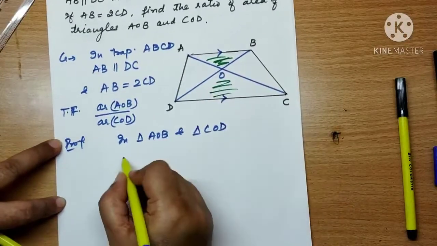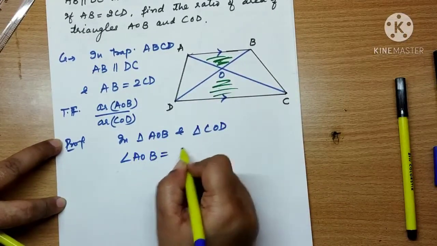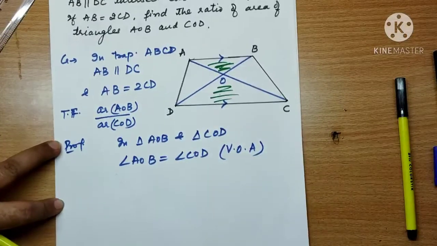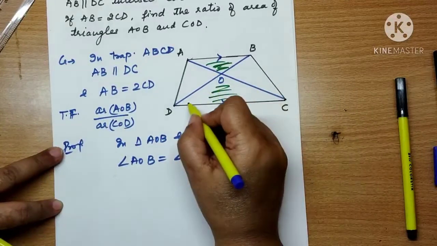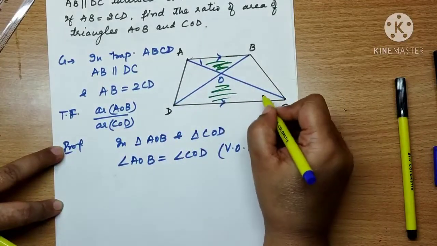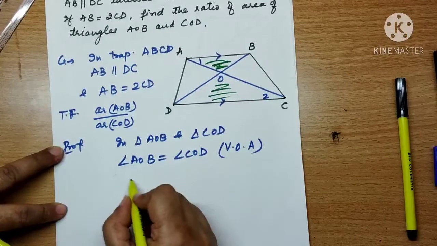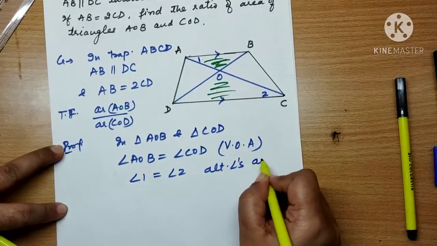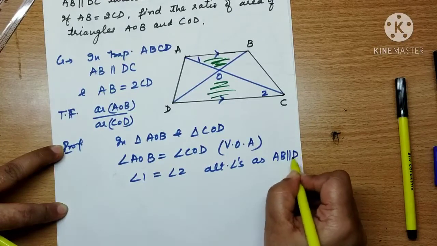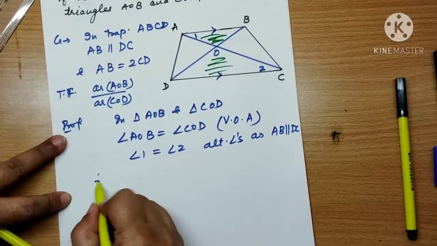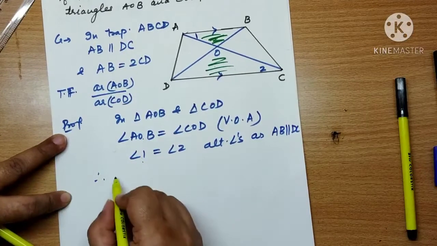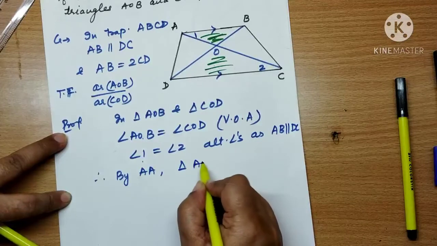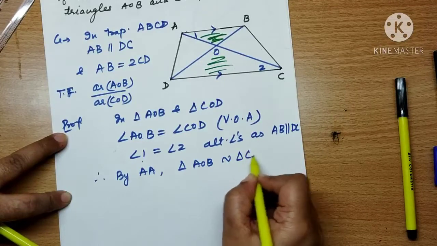I can see angle AOB is equal to angle COD. Reason, vertically opposite angles. Good. Then what is given? These lines are parallel. If these lines are parallel, that means these angles are alternate angles. Angle 1 equal to angle 2, alternate angles as AB is parallel to DC. Therefore, which criteria now? We have two angles. Therefore, by AA similarity, I have triangle AOB similar to triangle COD.